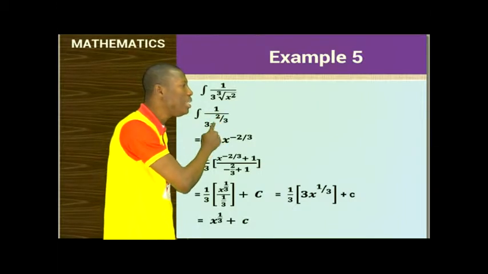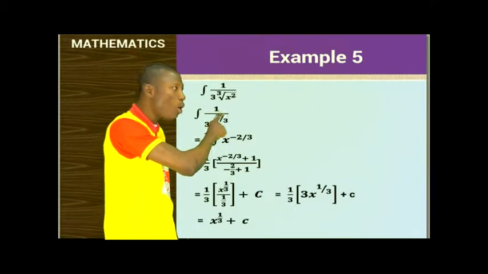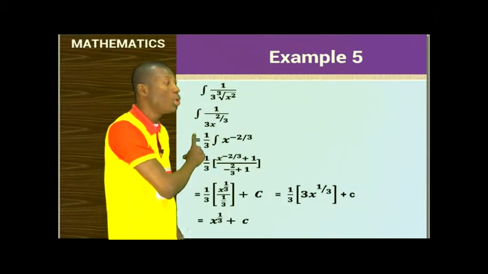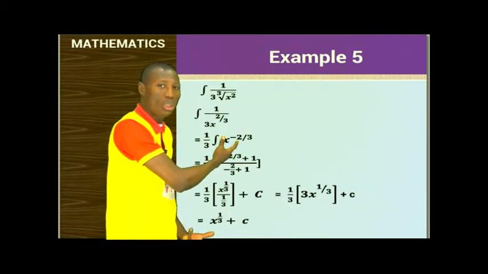1 over 3 here is the coefficient of this function. 1 over 3 is the coefficient. Now, I take 1 over 3 out. You can have it inside here. It spoils nothing.